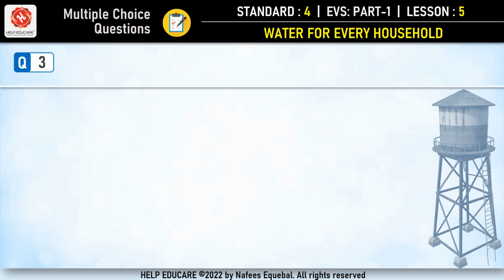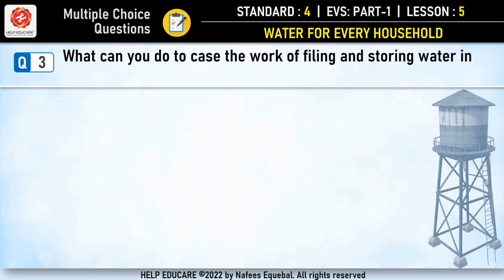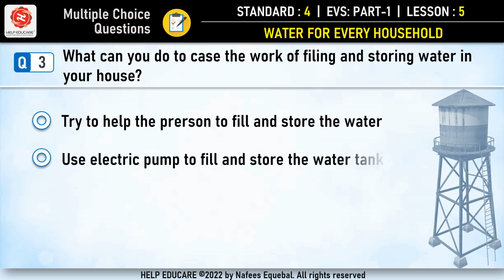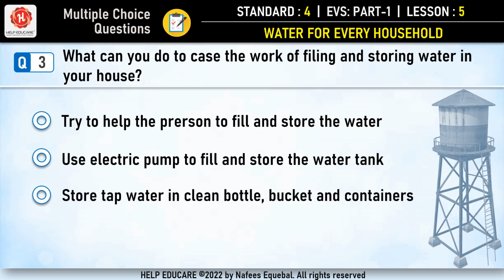Question number 3. What can you do to ease the work of filling and storing water in your house? First option, try to help the person to fill and store the water. Second option, use electric pump to fill and store the water tank. Third option, store tap water in clean bottle, bucket, and containers. Fourth option, all of the above.